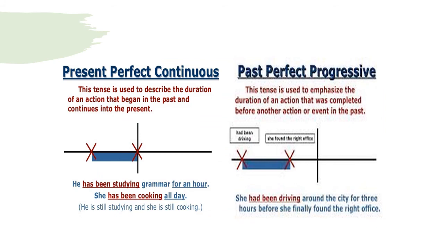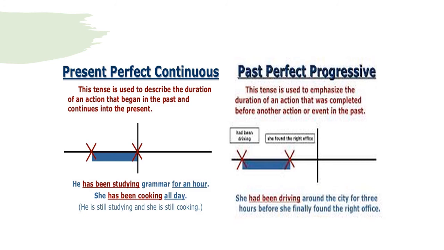Finally, let's take a look at these two distinct forms, that is present perfect continuous and past perfect continuous. The present perfect continuous is used to describe the duration of an action that began in the past and continues into the present. And the past perfect continuous is used to emphasize the duration of an action that was completed before another action in the past.